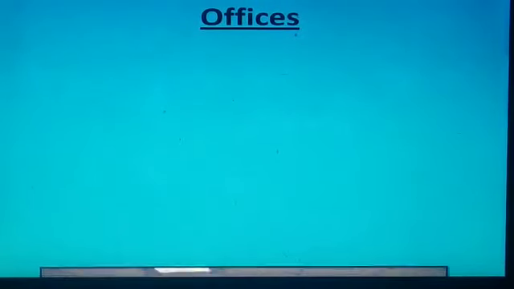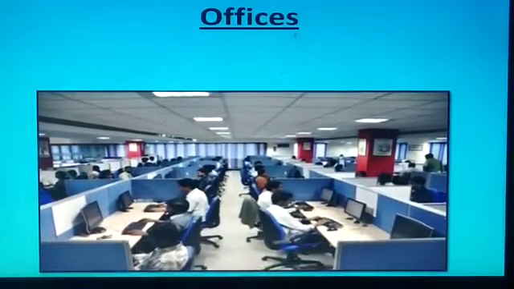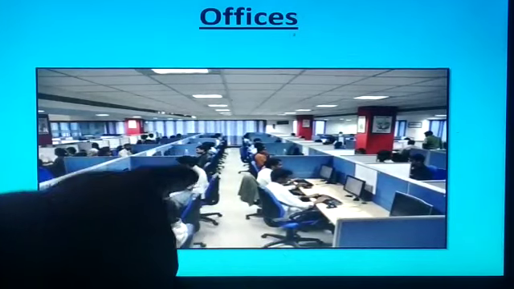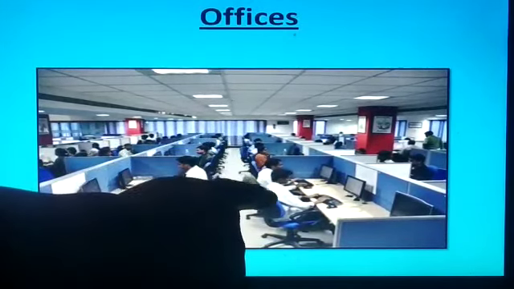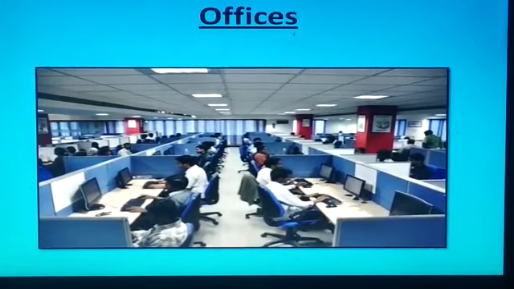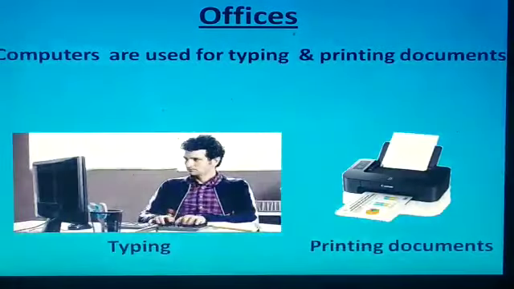First, offices. Here you can see the picture of an office in which many persons are working on computers, and these persons are called employees. So students, now let us see why computers are used in offices.